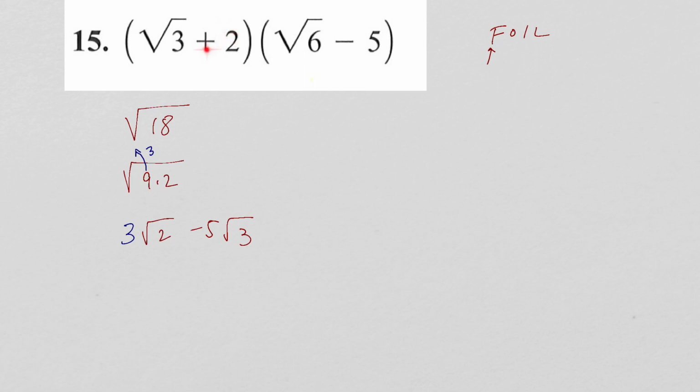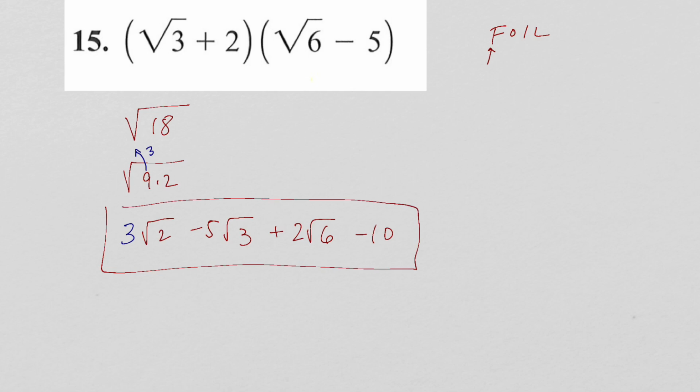The inner is this times this, which is just a plus 2 root 6. And we can't simplify that. And finally, the last is this times this, which is a negative 10. None of these are like terms, so they can't be combined, so that's the final answer.